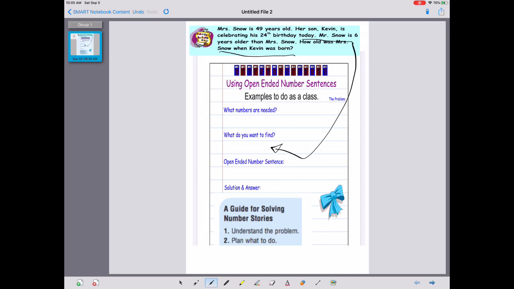What numbers are needed? So we need to know that she's 49 years old. And Kevin's celebrating his 24th birthday, so we need that. Mr. Snow is 6 years older than Mrs. Snow. That has nothing to do with our question, so I'm not going to write the 6. We need to find out how old she was when he was born. So we're going to take the 49 because we know she's 49 now. And he's 24. So we're going to subtract the 24.